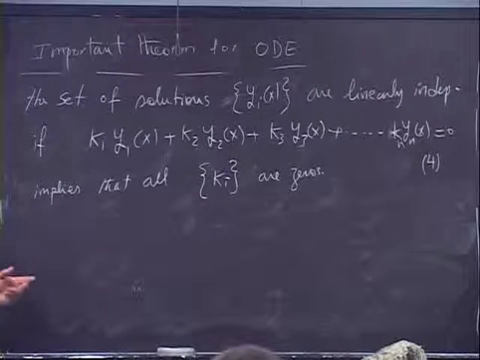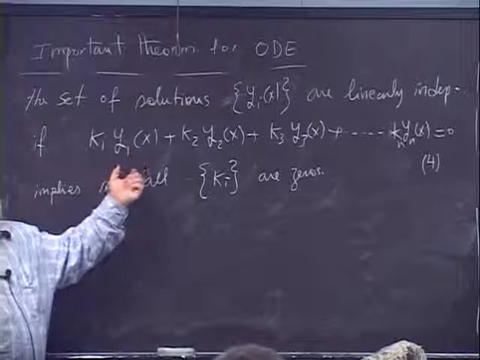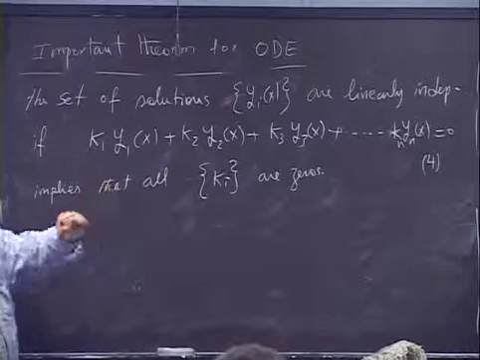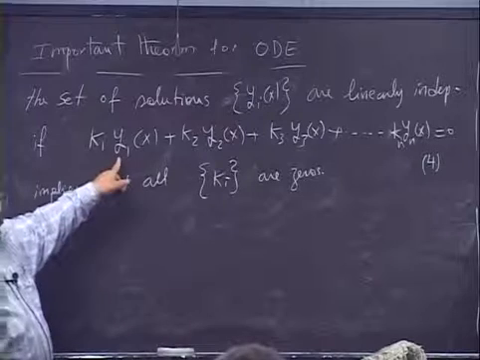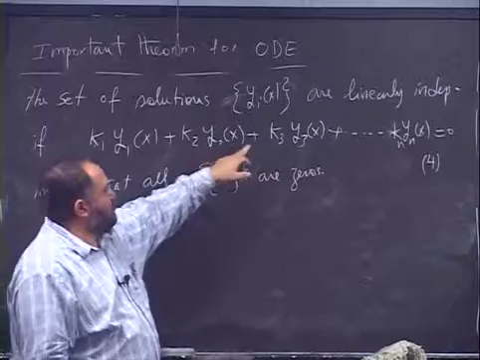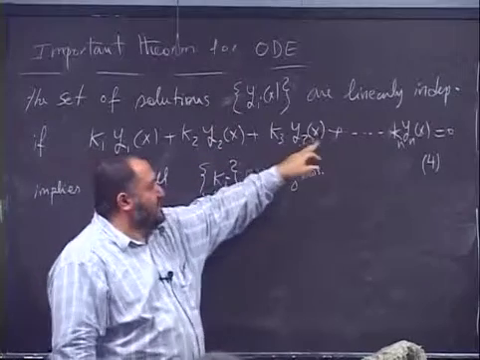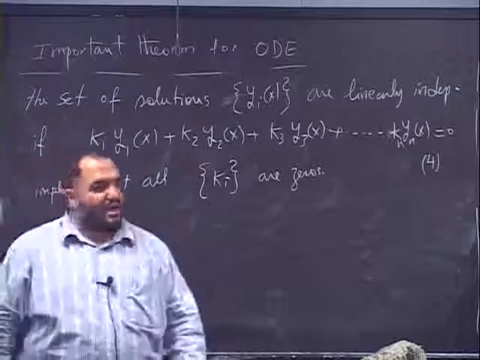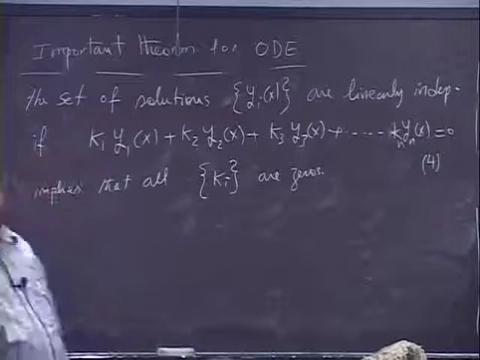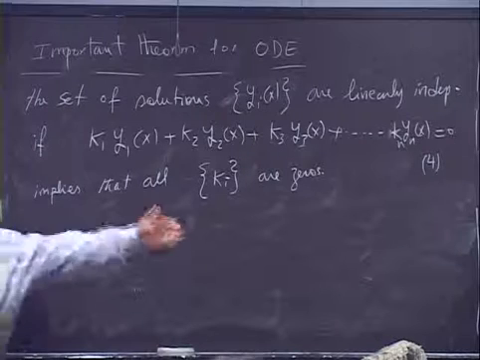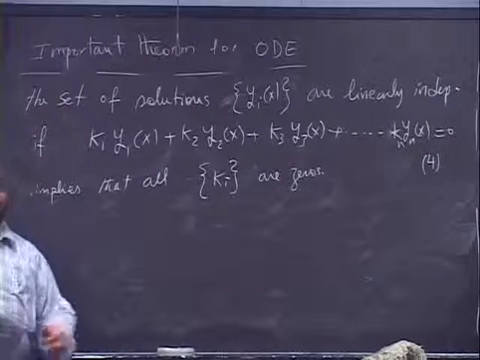So what does it mean if they are linearly independent? You can't make one from a combination of the others. Yes, exactly. I cannot say that y1 equals negative k2 y2 negative k3 y3 negative kn yn divided by k1. I cannot make it. So one of them is not a linear combination of the rest. Did you understand?